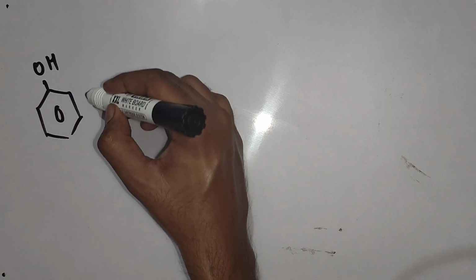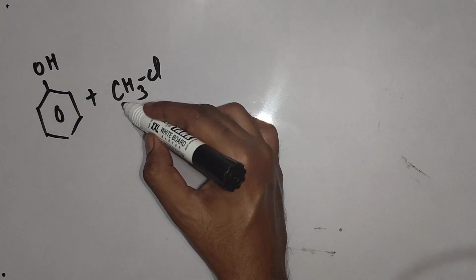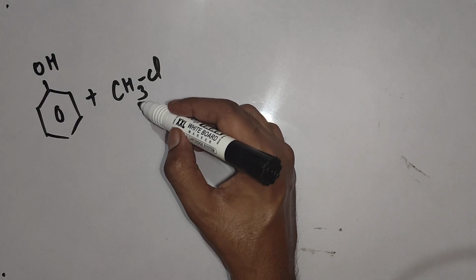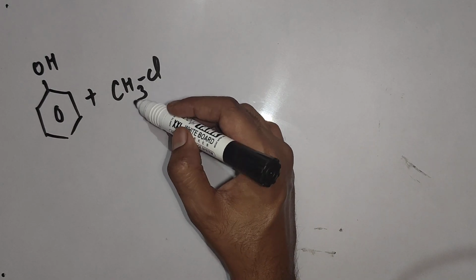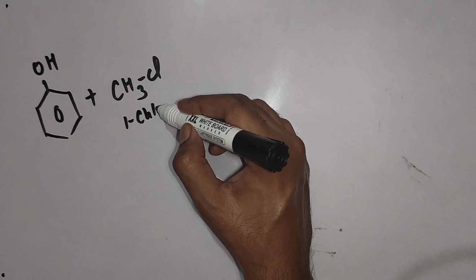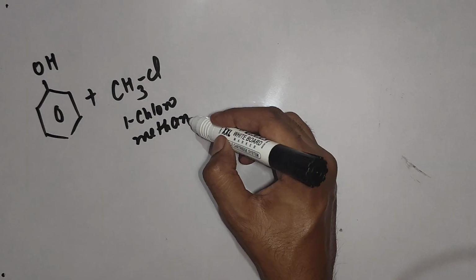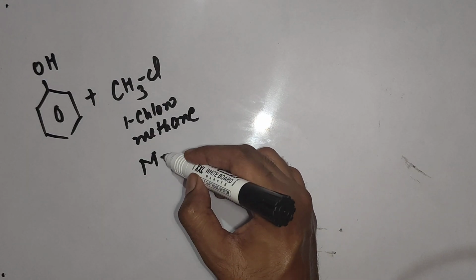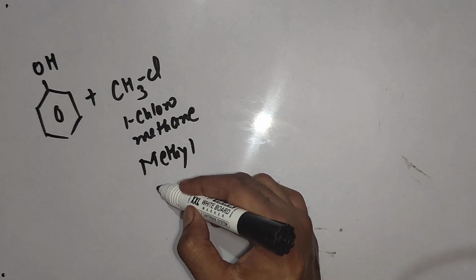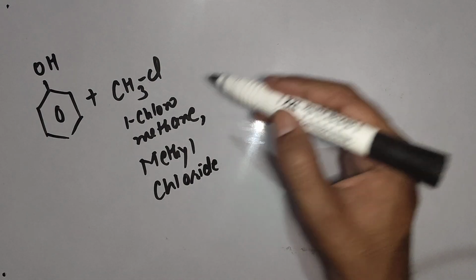phenol must be treated with methyl chloride. This is methyl and this is chloride. Methyl chloride, IUPAC naming chloromethane. This is the IUPAC naming. And methyl chloride is the common name.